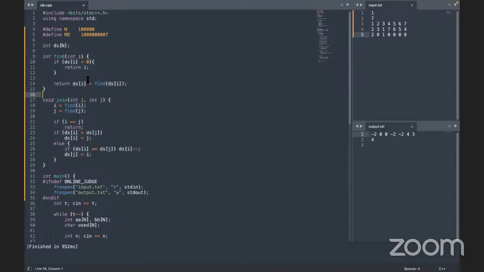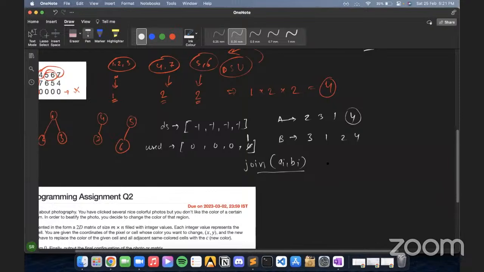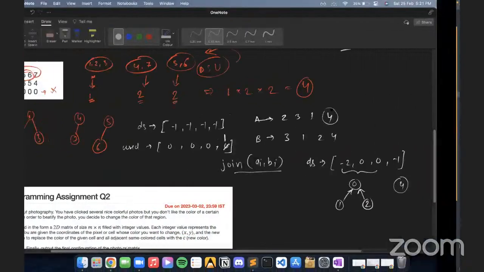for DSU. Okay, so once we do this join operation, the final DS is going to look like -2, 0, 0, and -1. Why this? Because this is a single group, and here 0 is going to be the parent, and for 1 and 2, the parent is going to be 0, right? And 4 is just another group, itself another group. I hope it's making sense. Okay, this is what is happening.